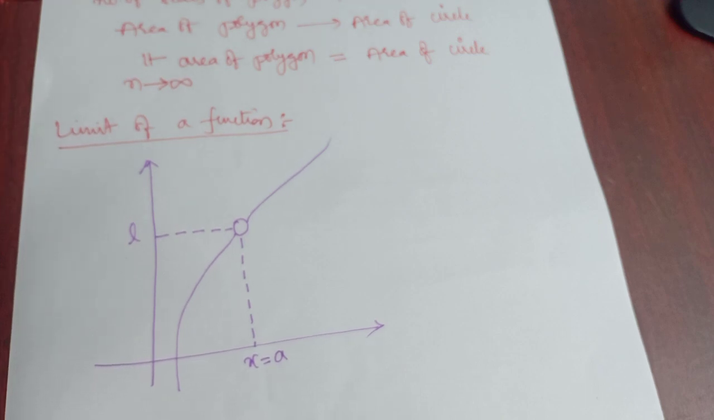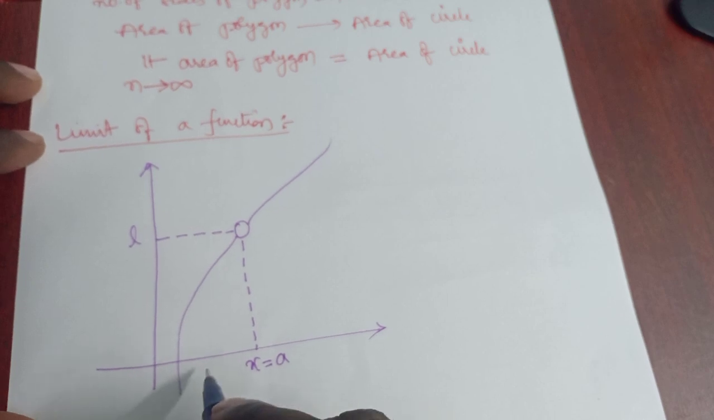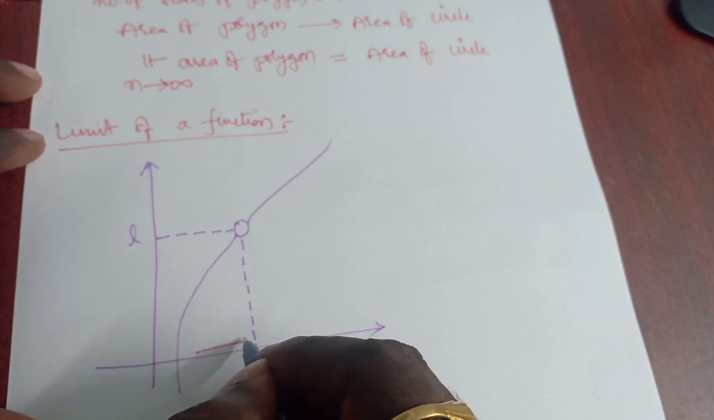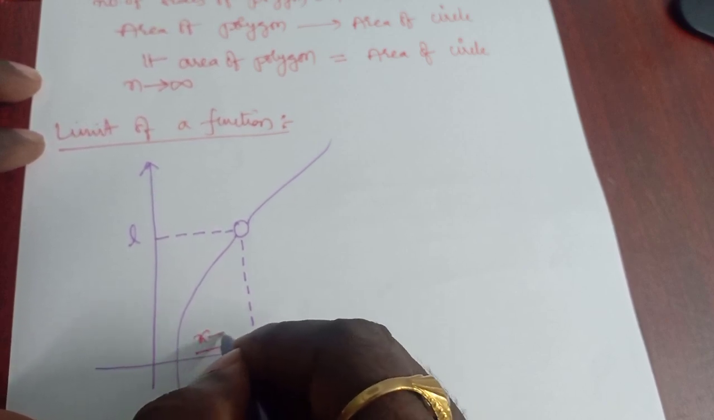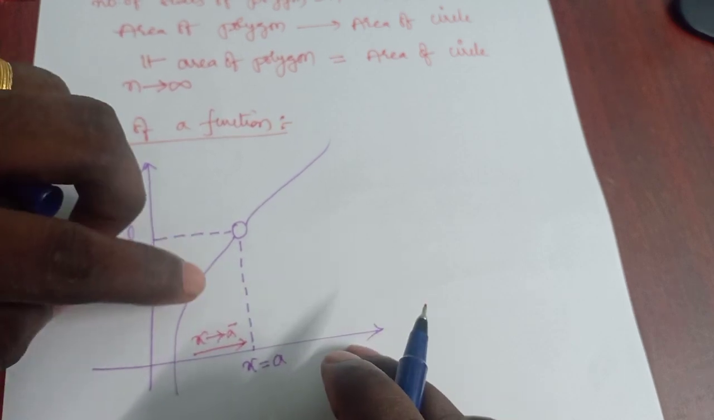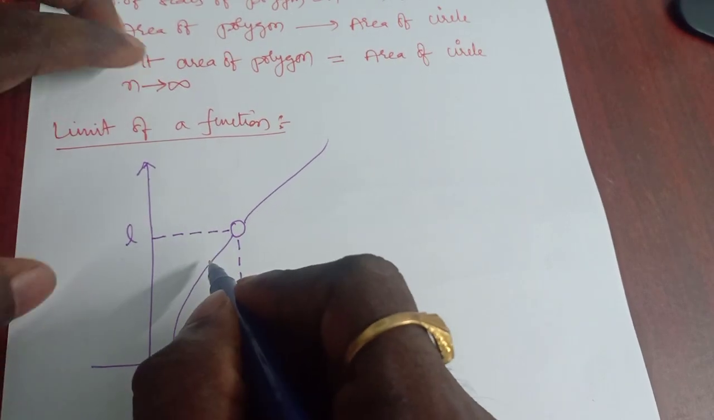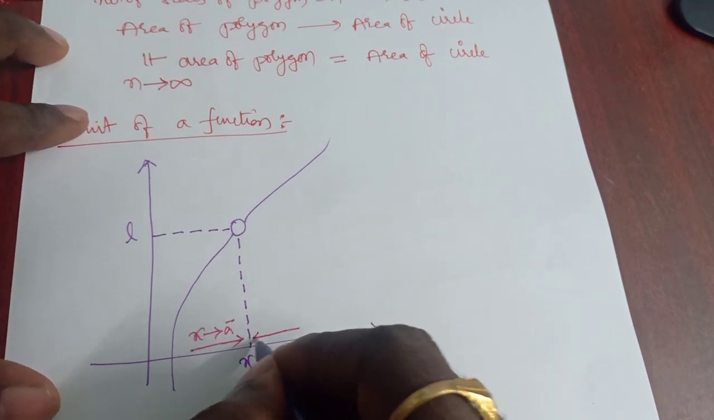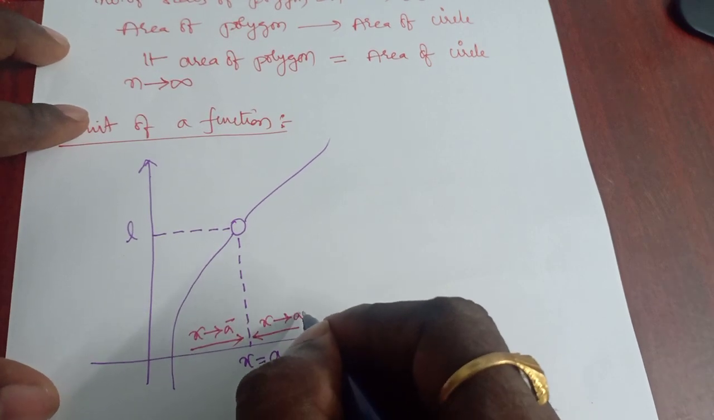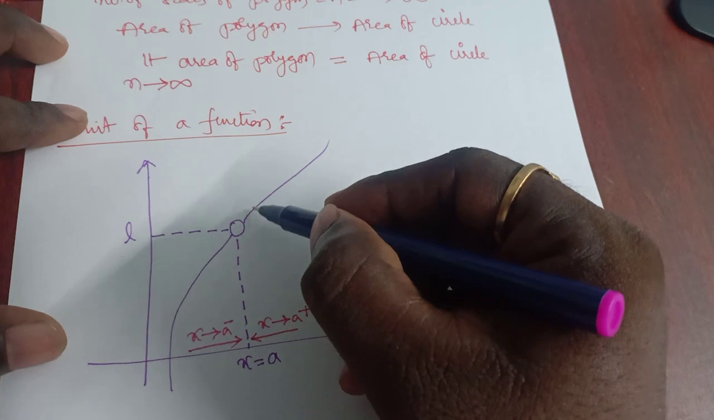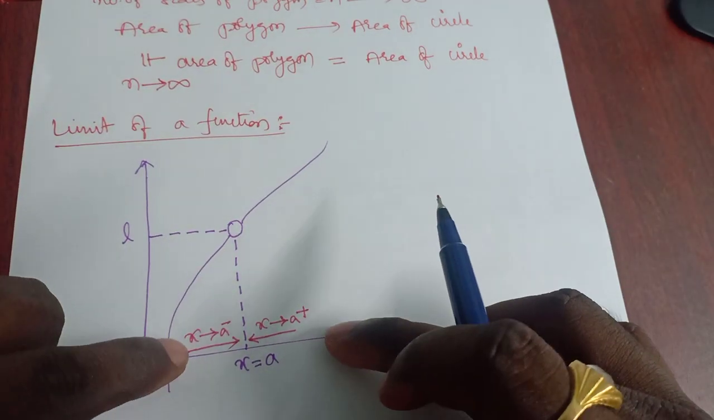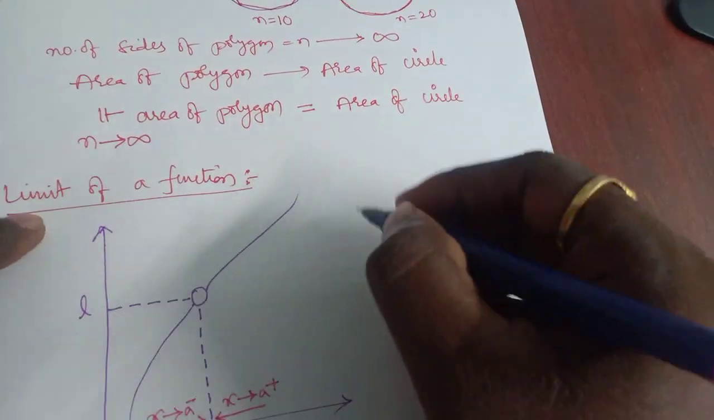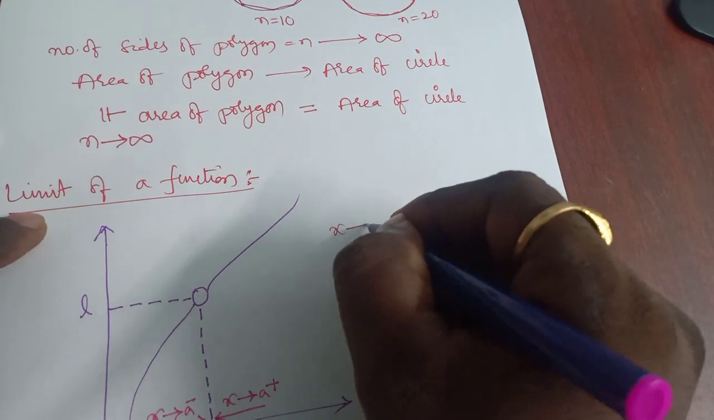Now see, as the x value approaches a from the left side, which means x tends to a minus, the graph approaches L. That means the functional value approaches L. As the x value approaches a from the right side, that is x tends to a plus, the graph approaches L. So as x approaches a from the left side or from the right side, the graph approaches L.